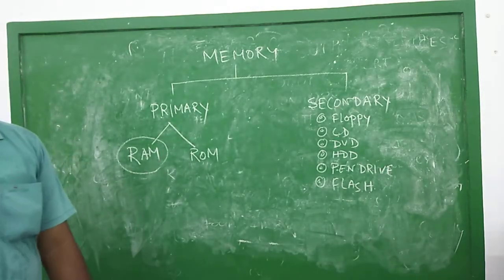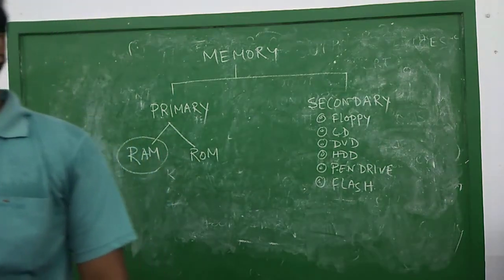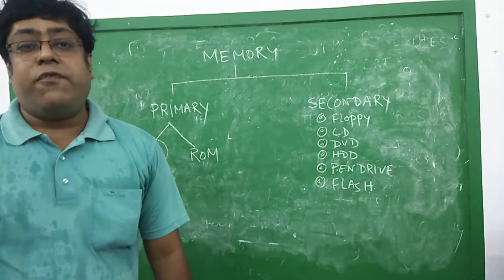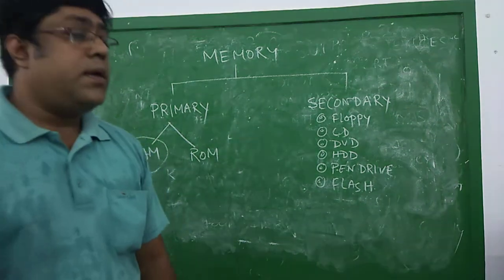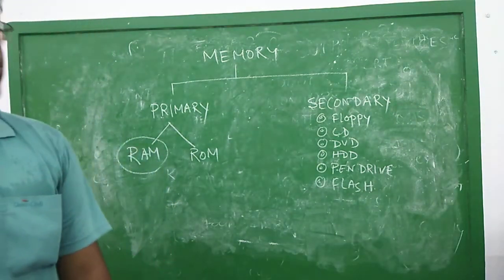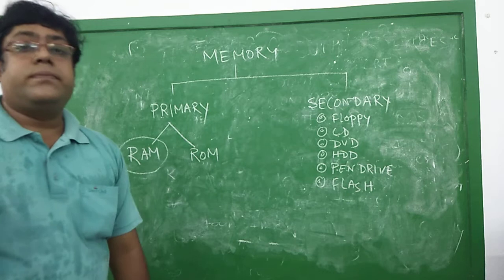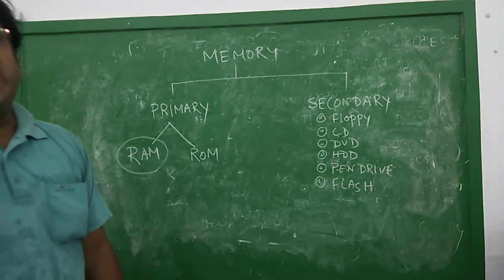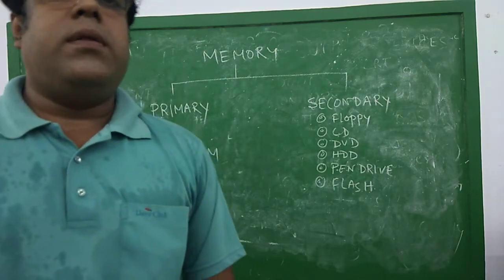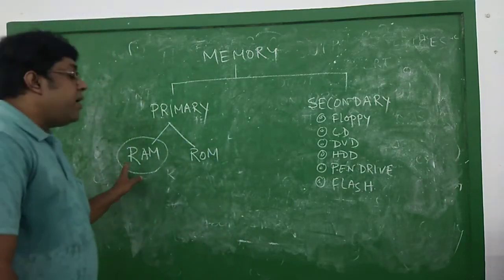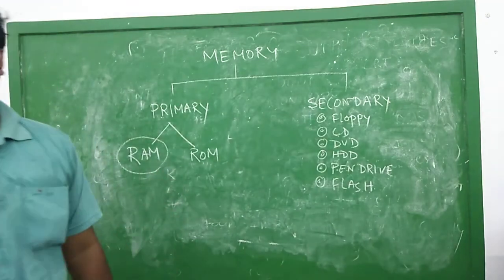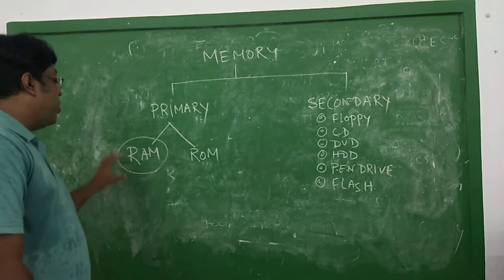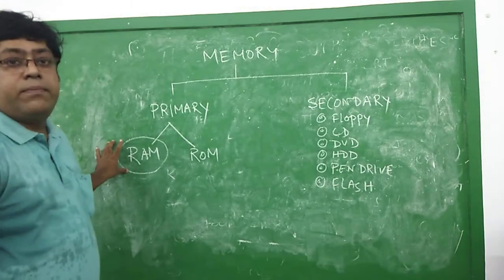RAM is considered a random access memory. It is volatile in nature. What do you mean by volatile in nature? It means if we just turn off our computer, the total memory will be erased from the RAM. That's why RAM is considered a random access memory, meaning we can write and read both in RAM.